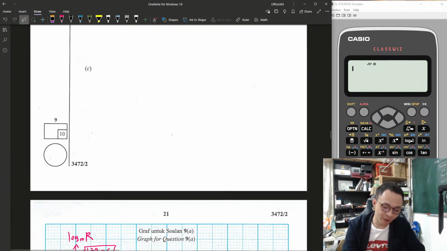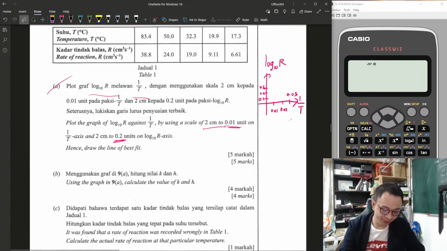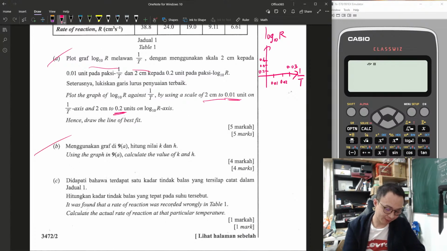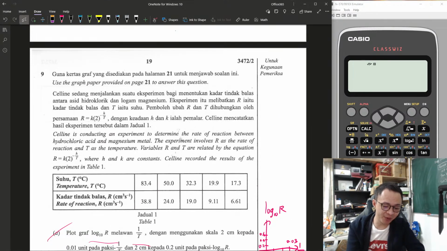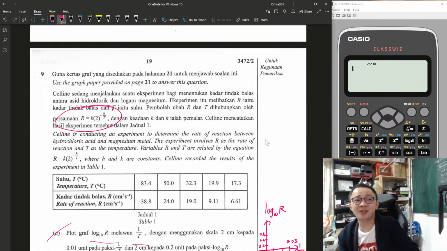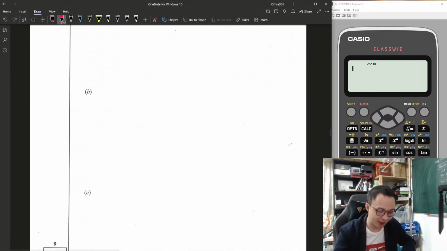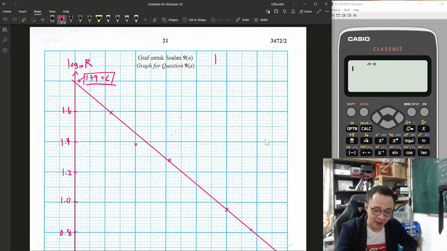Okay, what does the question ask to do here? Okay, done. 5 marks. 4 marks. Use the graph in 9A, calculate the value of H and K. So if I use the graph, I need to know what is my equation. Because from this equation, I can easily know what is my gradient and what is my vertical intercept. R equals K 2 power negative H over T.